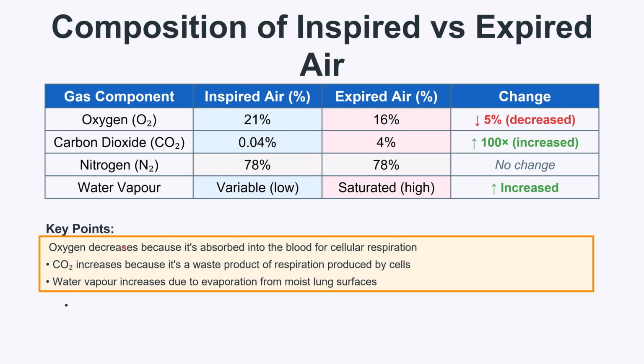Here are some key points. Oxygen decreases because it's absorbed into the blood for cellular respiration. Carbon dioxide increases because it's a waste product of respiration produced by cells. Water vapor increases due to evaporation from moist lung surfaces. In short, we take in oxygen, dump out carbon dioxide, and add some moisture along the way. Next, let's look at the specific structures in the lungs that make this swap possible.